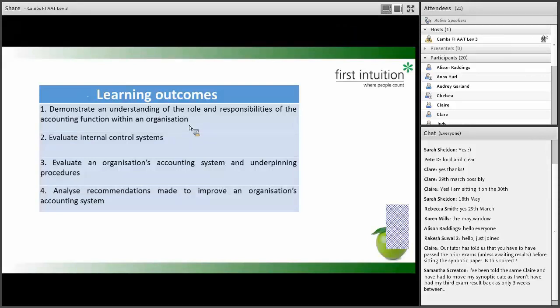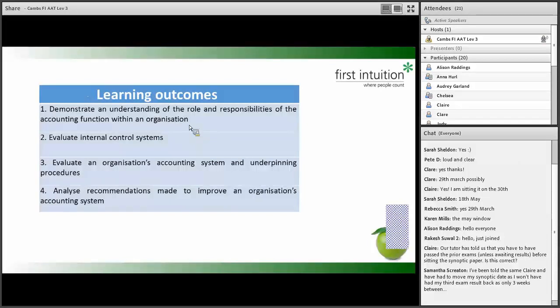Evaluate is a really interesting word. Evaluate is not just looking at something and analysing it. It's looking at how good it is or how bad it is. So is that just a small weakness that could cause us small issues? Or is that a really big weakness that could have a significant impact on that information that comes out of our accounting system?